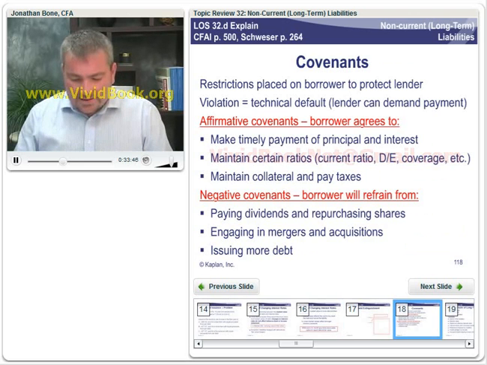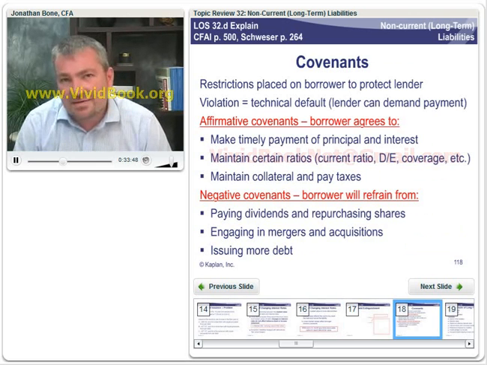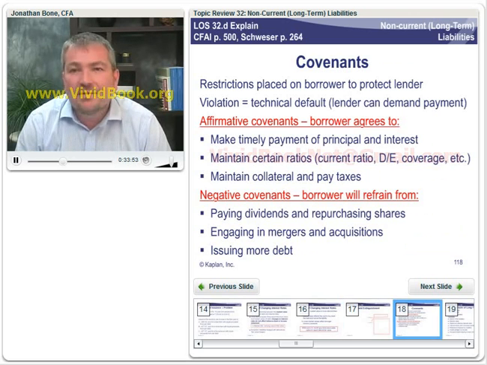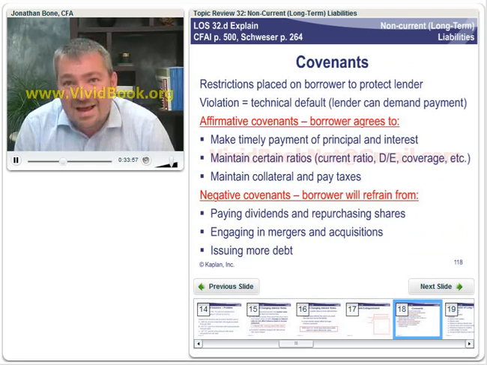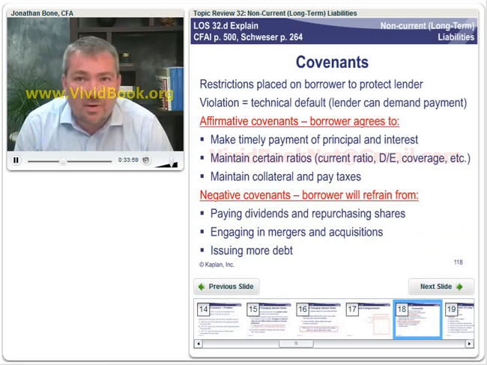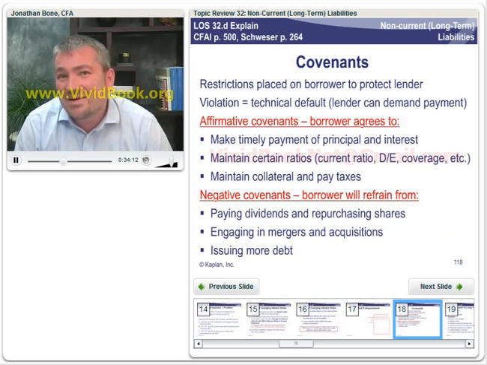Our next LOS asks us to explain the purpose of covenants. Now, of course, covenants are all there to protect the lender from the borrower, i.e. the bondholder. So these are restrictions placed on the borrower, the company, to protect the lender, the investor. Now, of course, if we violate a covenant, then we discuss the bond being in technical default.